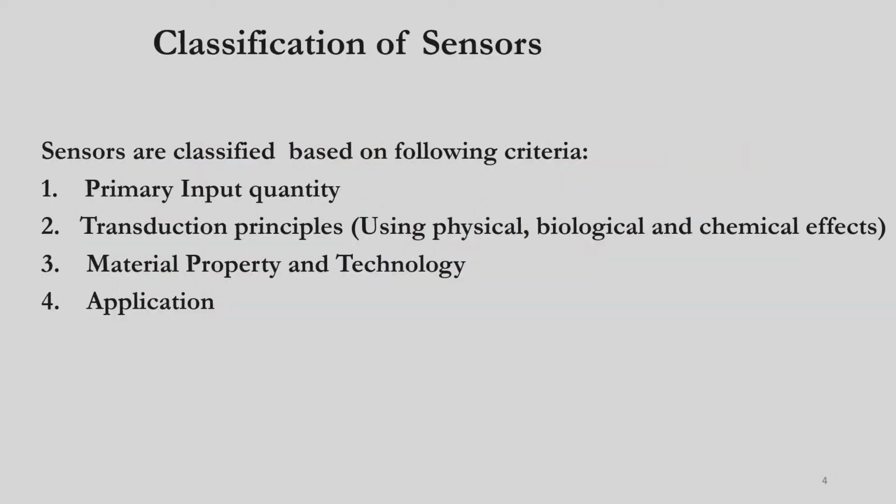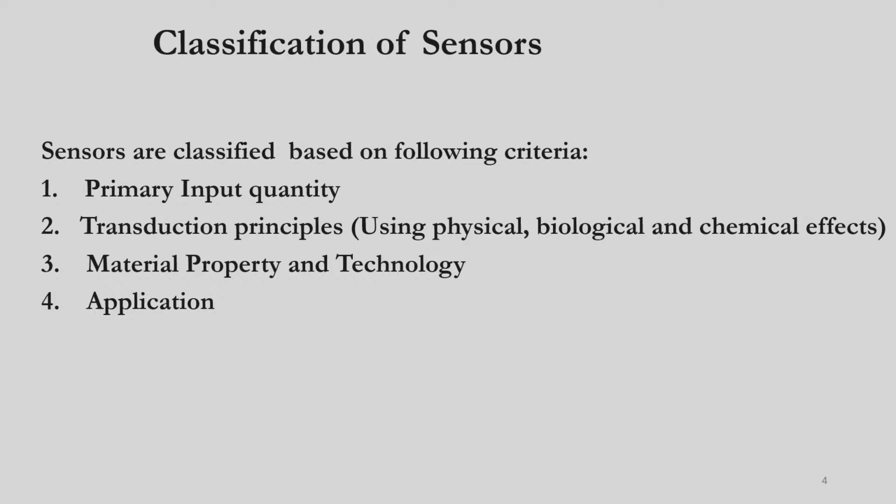Now, there is a classification of the sensors based on four parameters, which is essentially the primary input quantity, which is what you are trying to sense, and then the principle of transduction, which involves the electronics, signal processing, and so on. So it could be a physical input, it could be a biological input, or it could be a chemical input.